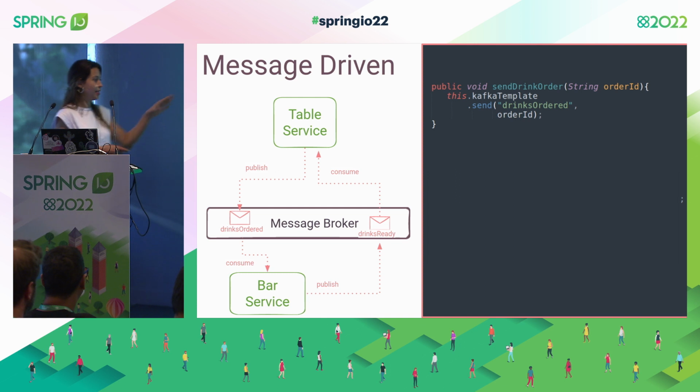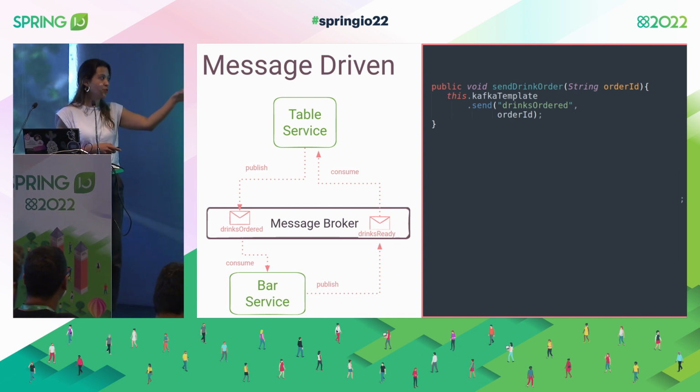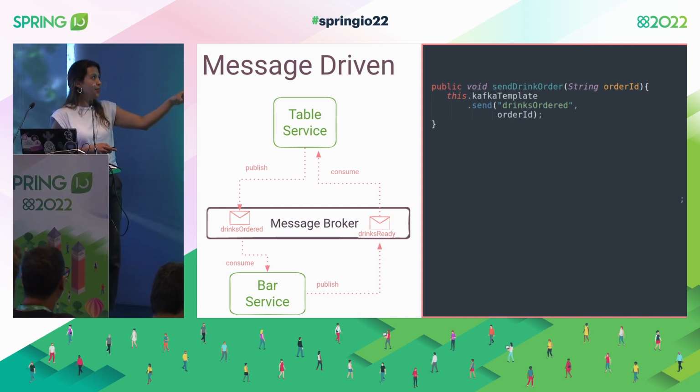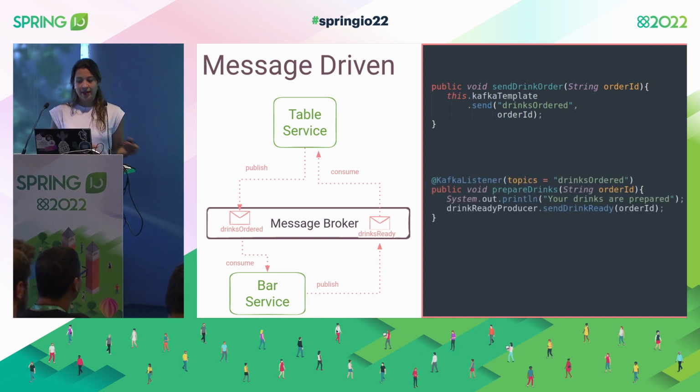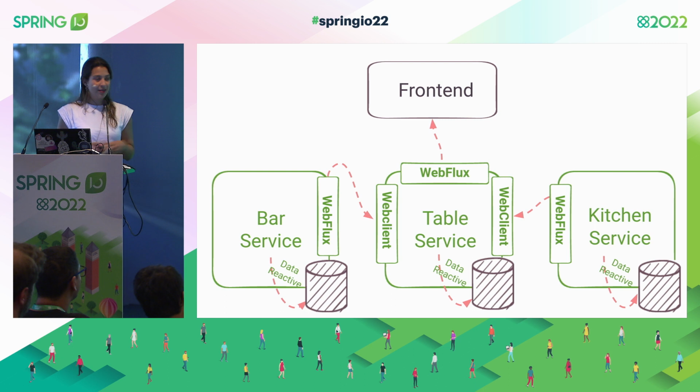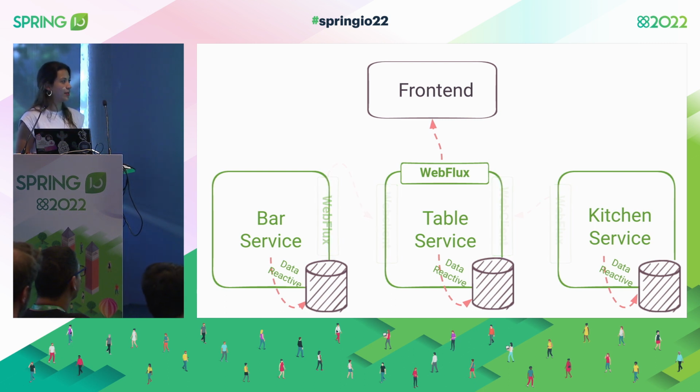And then the bar service has the opportunity to publish something back to the message broker, and the table service can consume it. And this is then the listening part of it, using Kafka as a listener, listening to that message and saying, okay, if I have this message, I do something. Okay, let's exchange that here. So let's exchange the points that we don't want.